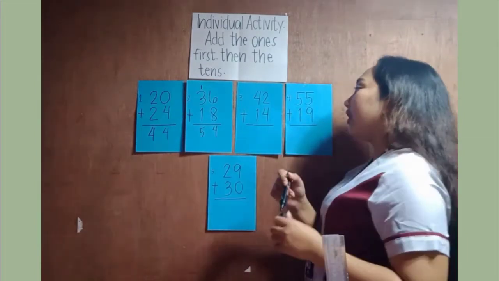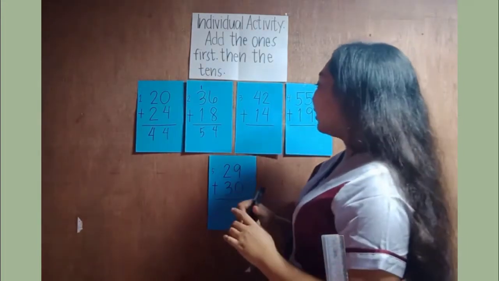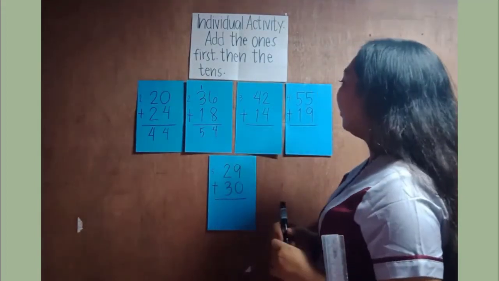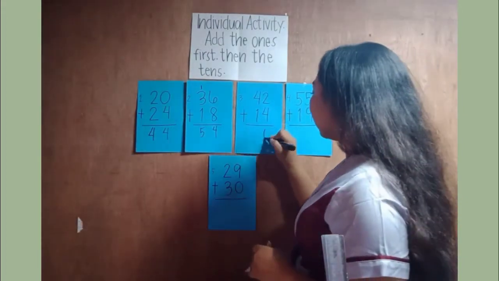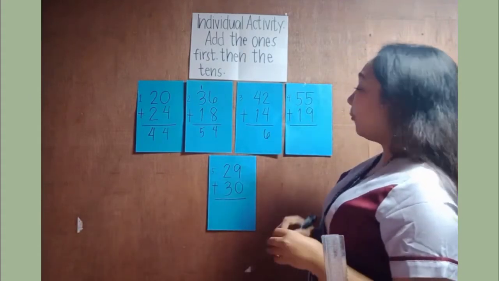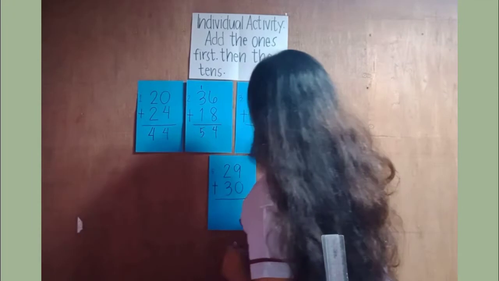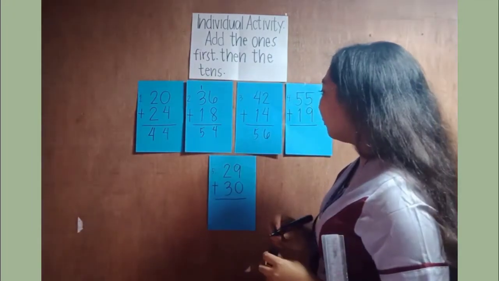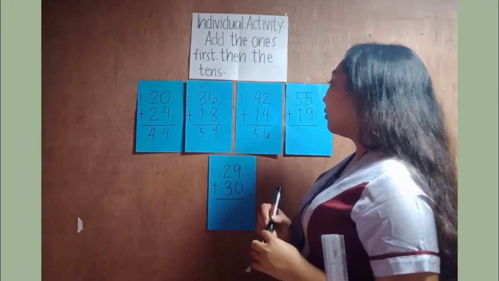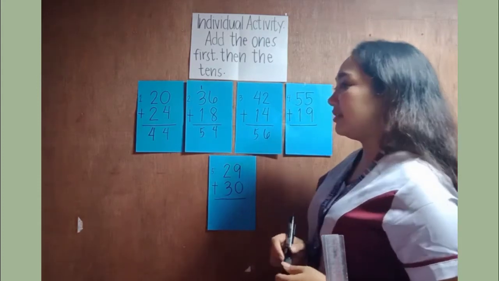So, in number 3, there are 42 plus 14. So, 2 plus 4, 6. And 4 plus 1, yes, 5. So, in number 3, 42 plus 14 is equals to 56.